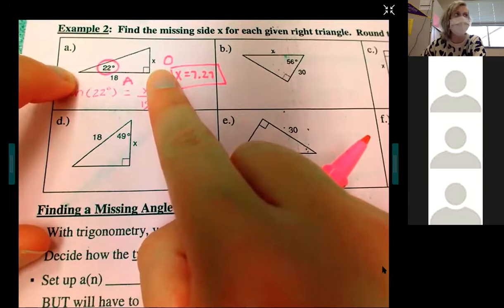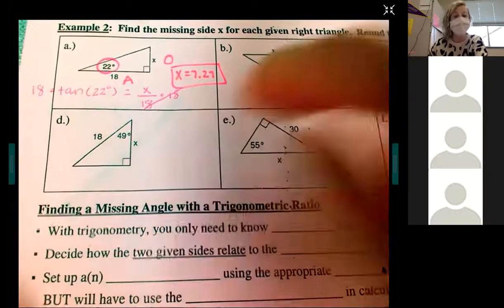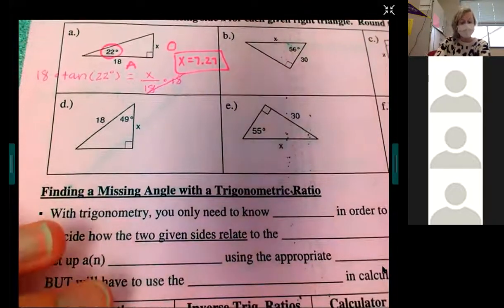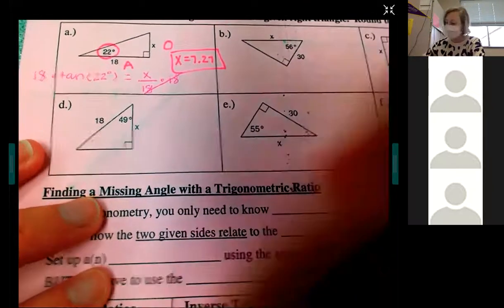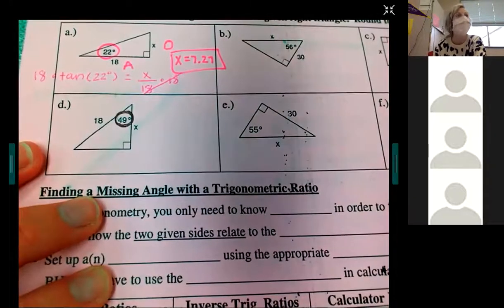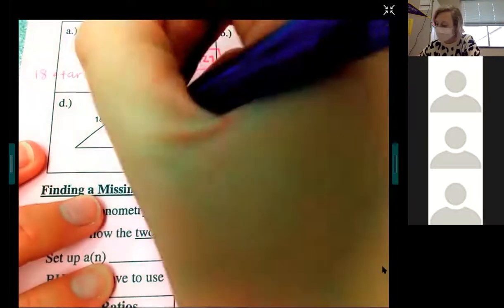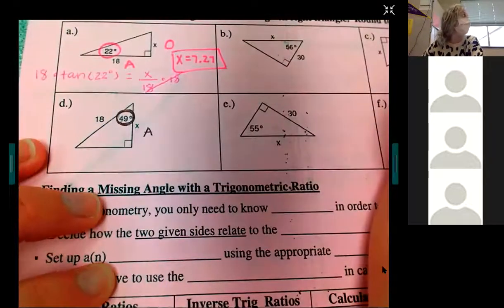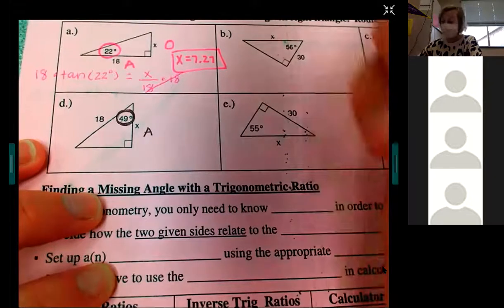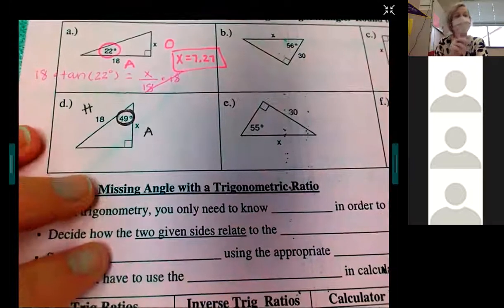Are y'all still paying attention? We're almost done, but I got to make sure you get this. Everybody's good. All right, let's do D. So what's your very first step? What should you do first? Circle your angle. Then figure out how the two sides they labeled relate to that angle. So how does X relate? Ooh, good job, y'all. It's adjacent. How does 18 relate? It is the hypotenuse. So think about it. Nobody blurt nothing crazy out. I want you to think about it first.